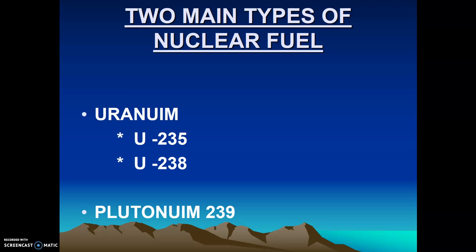Now, two main types of nuclear fuel. You have uranium, probably the most prevalent of the sources. You have two isotopes, U-235 and U-238. You also have plutonium. Both of these are spelled wrong, but these are the ones that are being used. Plutonium-239 is one of them that's going to be used.